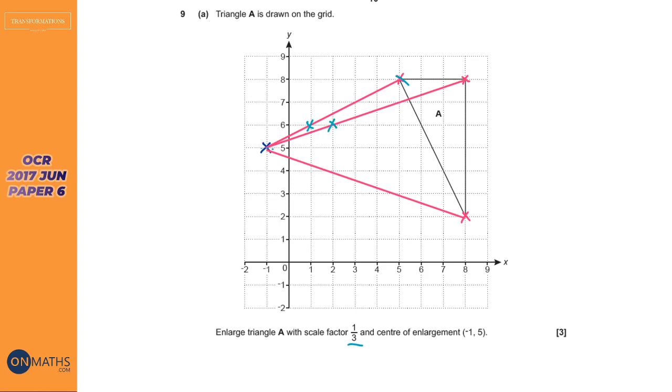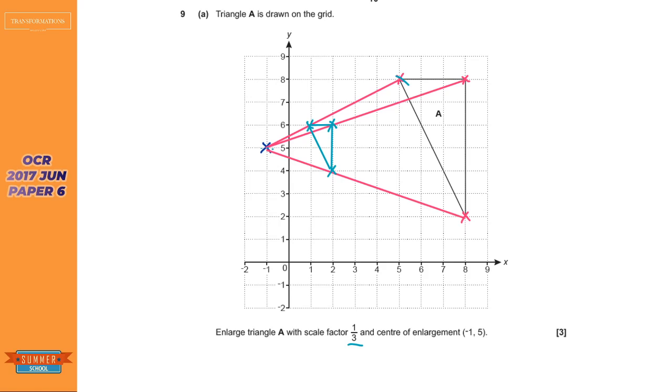Now for the last one. So 1, 2, 3, 4, 5, 6, 7, 8, 9 to the right, and then 3 down. So instead of 9 to the right, it will be 3 to the right because it's a third, and then 1 down, so it would be here. And then join them up. And there we are. Now it sometimes says label this with B, this one doesn't, so that's absolutely fine.